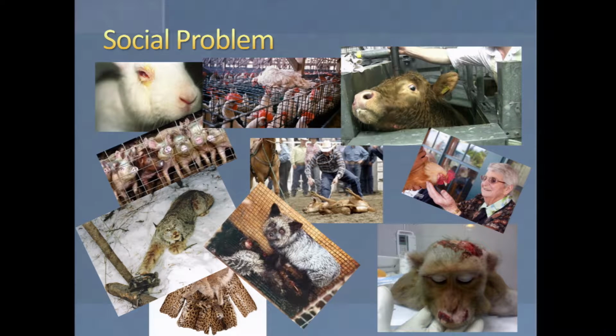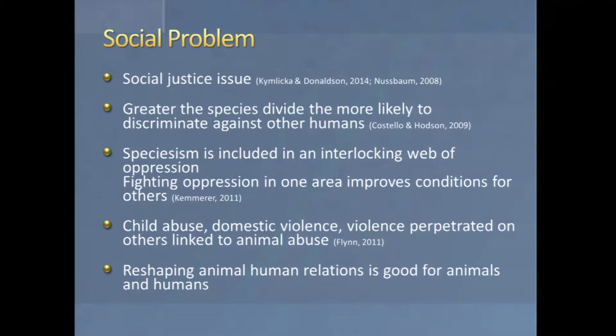So why is this issue important to us? It's important to us because it has implications for not just animals but people as well. Speciesism has been identified as a social justice issue by moral philosophy. Empirical studies show us that the greater a person feels a species divide, the more likely they are to discriminate against other humans. Feminist intersectional analysis shows us that speciesism is included in an interlocking web of oppression, and fighting oppression in one area helps improve conditions for others.